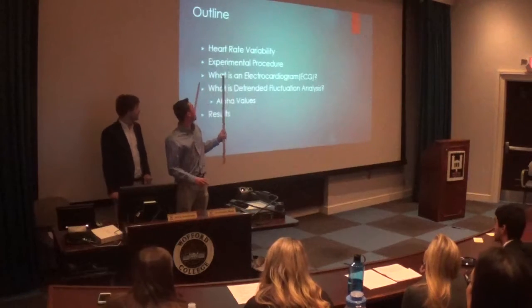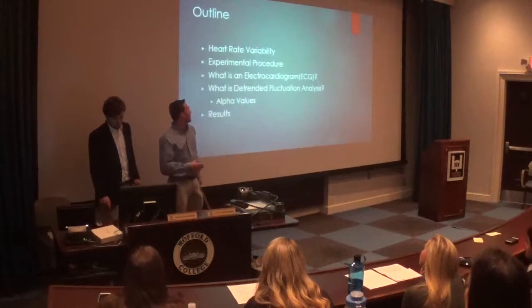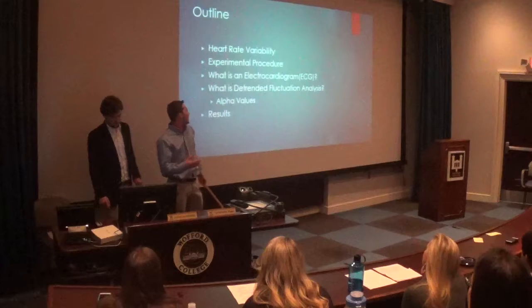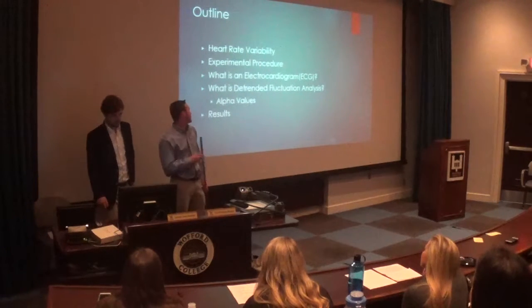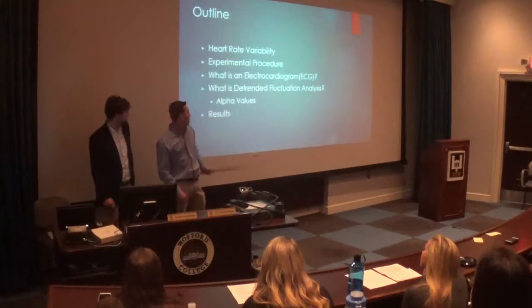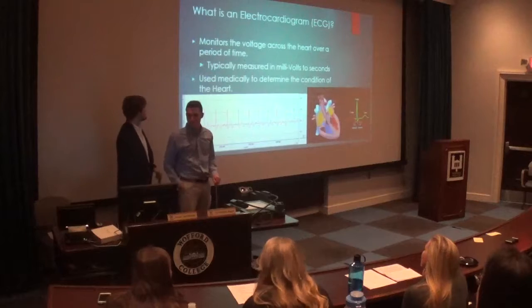We're going to go through what heart rate variability is, and then our experimental procedure, move into what an ECG is, and then a little bit about our analysis technique, which is called detrended fluctuation analysis, and what those results mean, which are called alpha values, and then we'll get to some of the results we got.